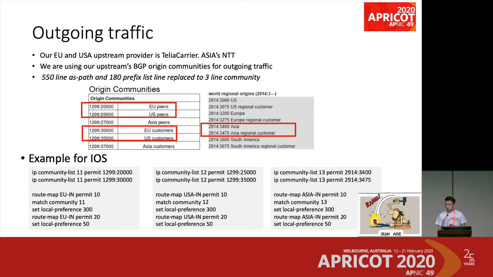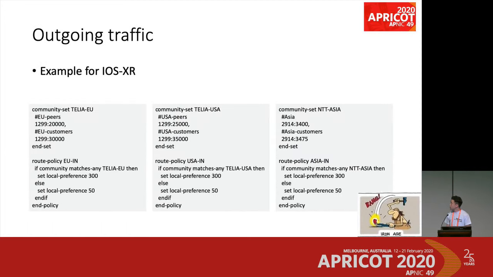So how do we use our upstream BGP communities for outgoing traffic? This example is for telecarriers, and this example is for NTT. We connect to telecarriers in USA and Europe, and we connect to NTT in Asia. With the predefined BGP communities, we use the origin communities: Europe here, and European customers applied in our European POP. We also use US peer and US customer communities at our US gateways, and the same for NTT's origin community. This is the applied configuration for our router, for example on Cisco IOS XR.